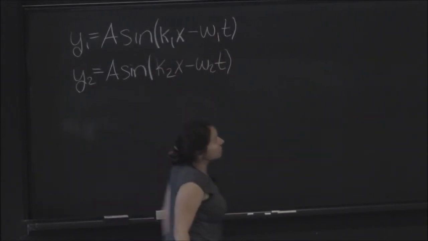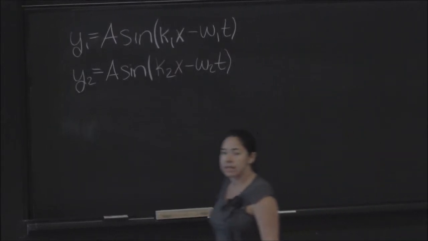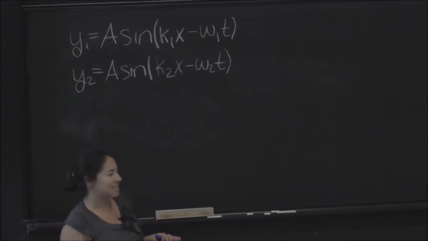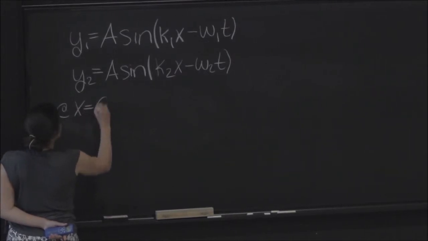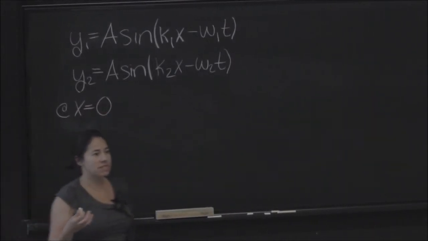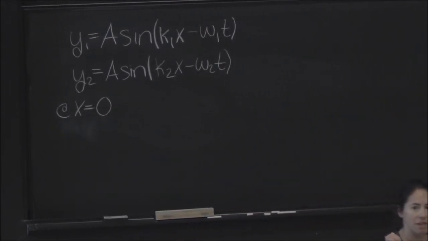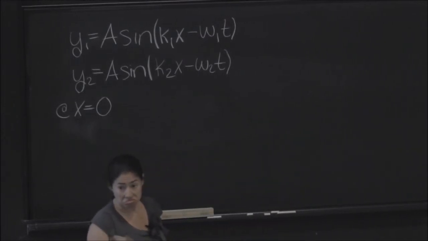And we want to see what happens if we interfere these two things. So just to make the algebra a little easier, let's imagine what happens at some fixed position. Let's just call that x equals 0, for example. Let's think of these as sound waves. If I create two sound waves with slightly different pitch, what's it going to sound like? The position where I'm sitting listening, I'm going to call x equals 0.